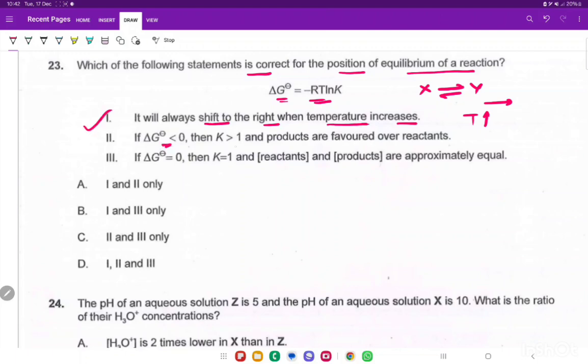Option 2: delta G is less than 0 when K is greater than 1. If the value of K is greater than 1, then ln K is positive and delta G will be less than 0, meaning delta G is negative. The reaction is favored when K is greater than 1. It means the concentration of product is greater than the concentration of reactant. Hence products are favored over reactants. Option 2 is also correct. Option 3 says delta G equals 0, then K equals 1, correct. The reaction will be in equilibrium, K will equal 1, and the concentrations of reactant and product are almost the same. Absolutely correct. All three are correct. Answer will be D. Question 23, option D is the answer.